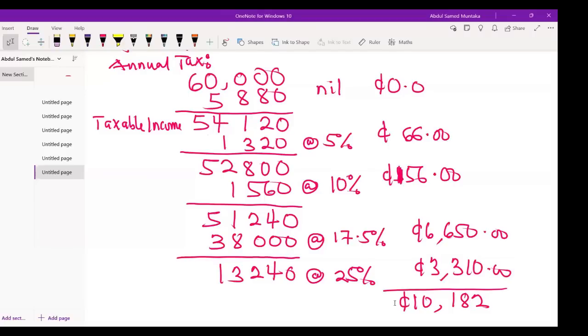That is why taxation is described as a killer. Because if you earn 60,000 for the whole year and government takes 10,182, that is a lot of money. But all good citizens are supposed to pay tax. And so if you don't pay tax, it means you are not a good citizen.